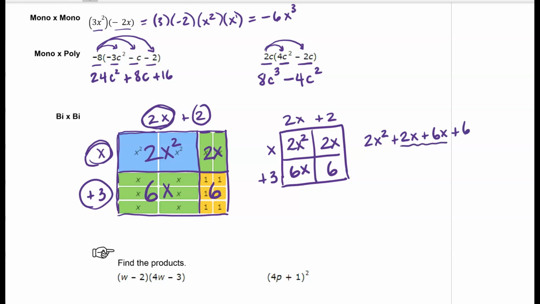These are like terms because they're exactly the same variable raised to exactly the same power. So I'm going to add those terms together. These terms are often in the diagonal of our multiplication box, so we can add them together as we write the answer. 2x squared plus 8x's, and since we're adding there, the exponent will not change, and then plus 6. This is our simplified answer.